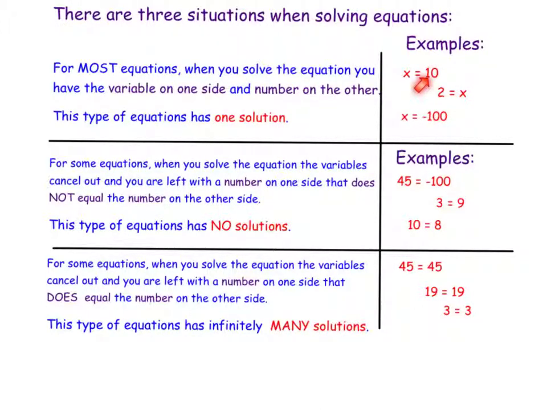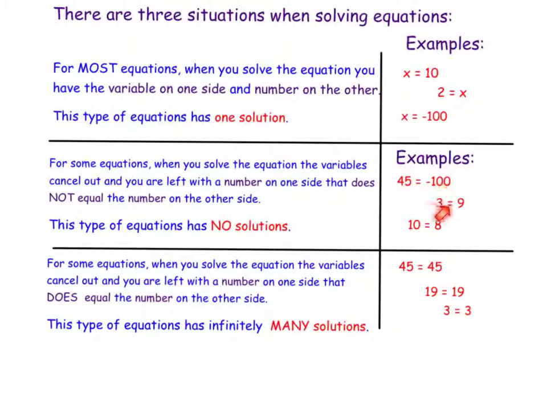However, there are going to be times, like with the example we just did, that when you solve the equation, you're going to end up with a number on one side, a number on the other side, and the numbers do not equal each other. Like 45 does not equal negative 100. 3 does not equal 9. 10 does not equal 8, for example.